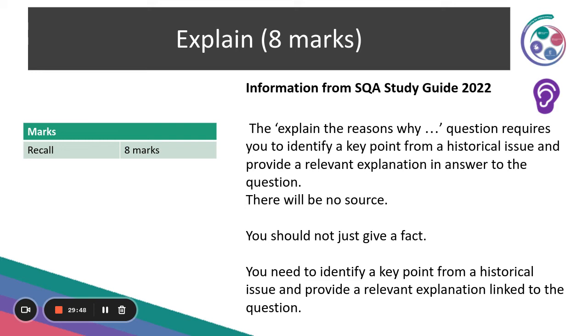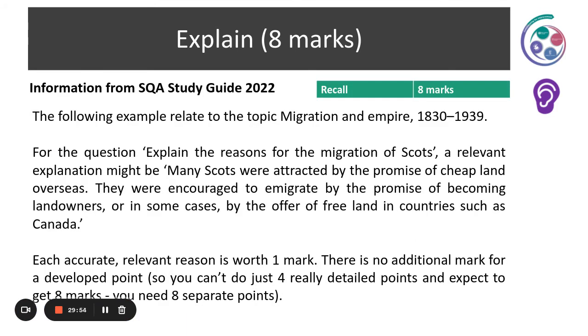So dead straightforward, it's worth 8 marks. It's on a full topic, so again, it is relatively straightforward. So the following example relates to the Migration Empire topic. So it says, for the question, explain the reasons for the migration of Scots, a relevant explanation might be, many Scots were attracted by the promise of cheap land overseas. They were encouraged to emigrate by the promise of becoming landowners, or in some cases by the offer of free land in countries such as Canada.